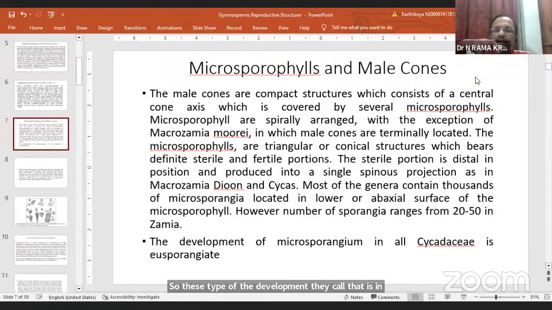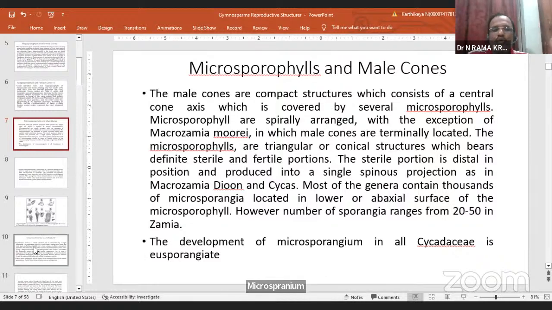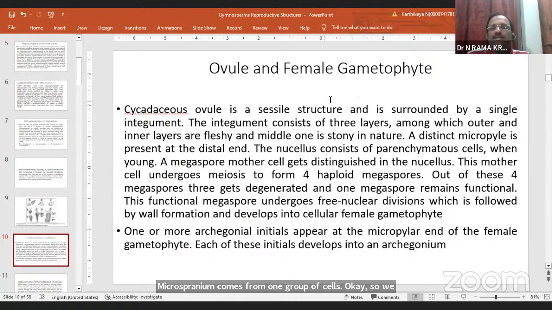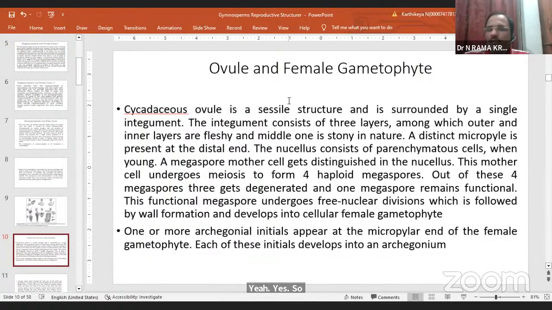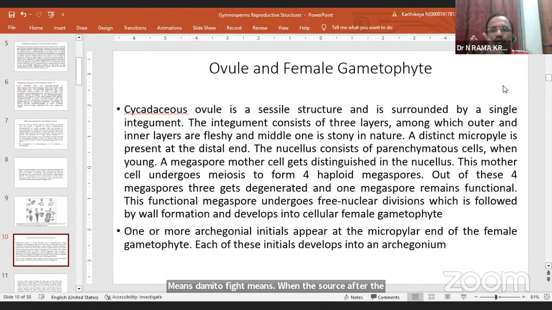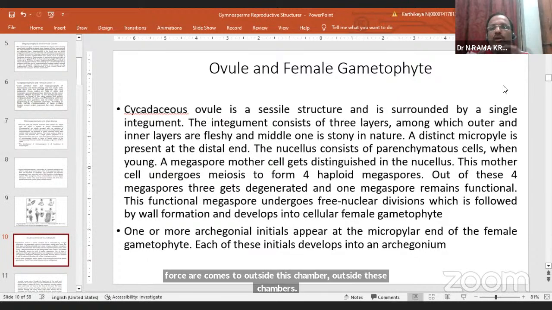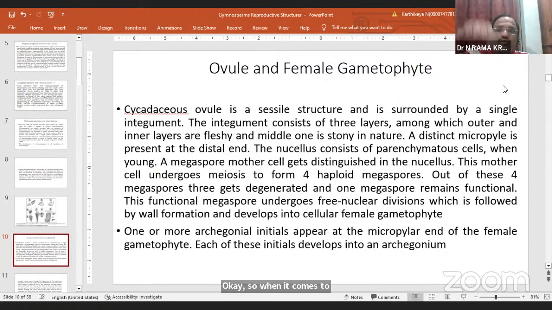Eusporangiate means the microsporangium comes from one group of cells. So we call this eusporangiate development. Next, now you see here the gametophyte. Gametophyte means when the spores, after development, come to the outside of these chambers, they go directly to the female reproductive organs. We call that fertilization.